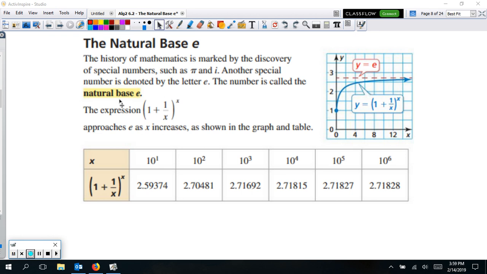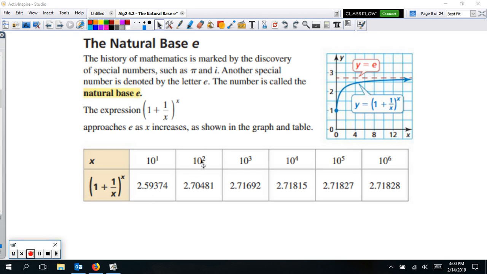You can see that also written on your core concept on 161. It shows you the graph as it comes up. It gets closer and closer to this asymptote line, which would be the E line. As we start to plug numbers in, if we plugged in 10 to the first, which would be 10, for x and then simplified that, I would get this number.